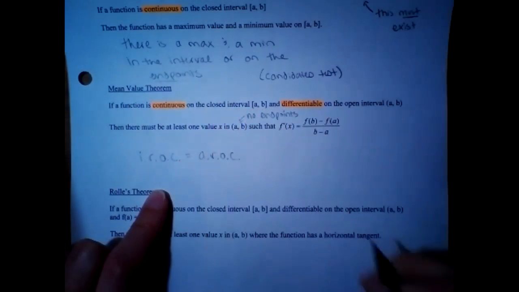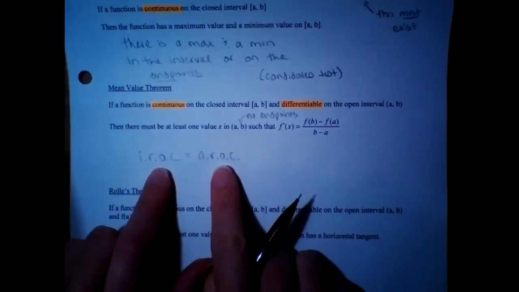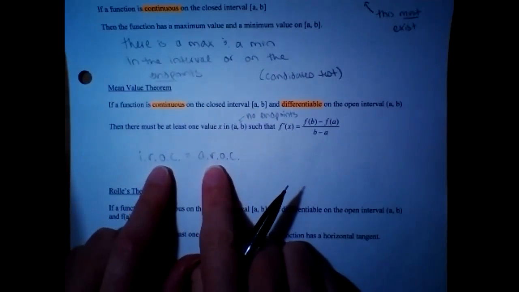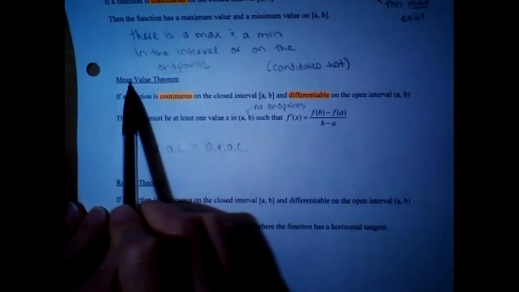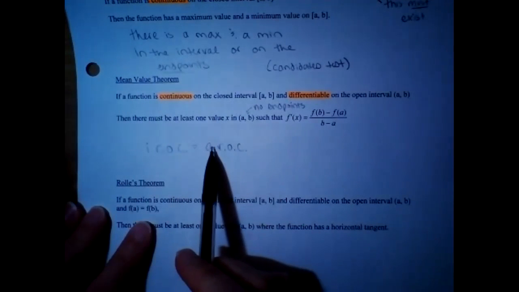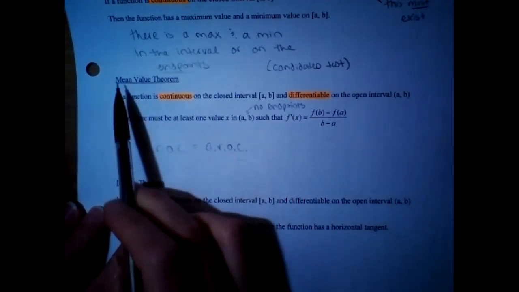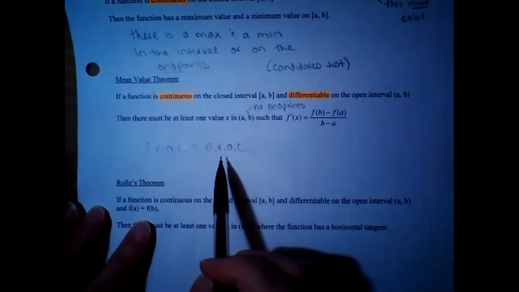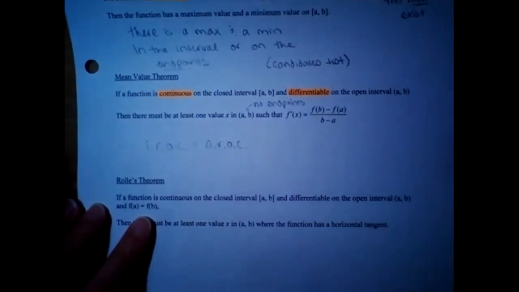So it is a place where the instantaneous rate of change equals the average rate of change. And the way I remember this one is mean means average. So that makes me think average rate of change, if that helps at all, for mean value theorem. But this theorem is really applicable.